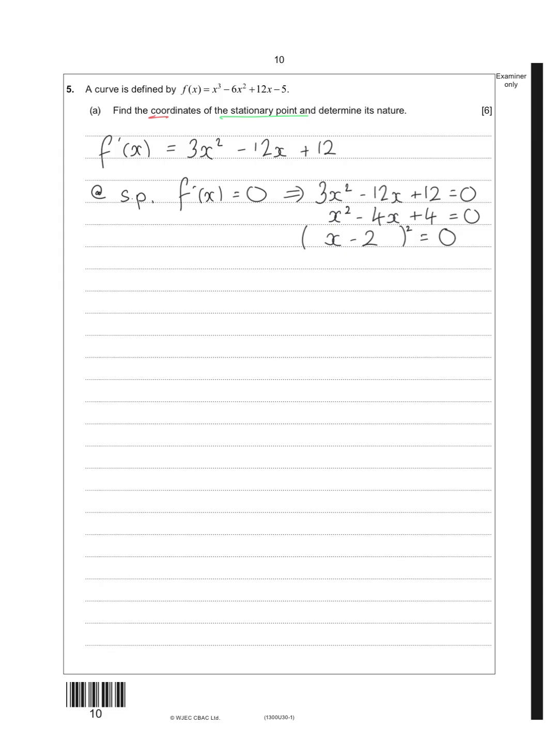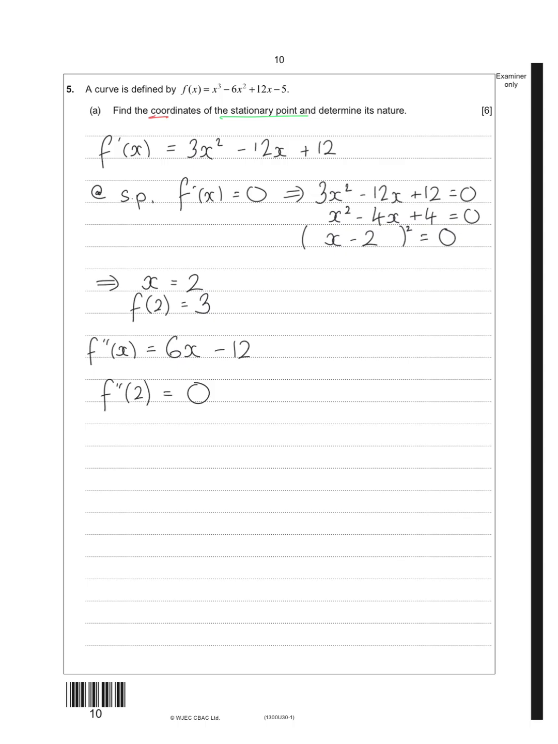So f double dash of 2, I'm going to get 12 minus 12, which is 0. Now, a second derivative of 0 is inconclusive. It doesn't actually show you anything. What it does lead you to believe is that there might be a point of inflection there, but it certainly doesn't tell you for definite that there is. So I'm going to have to go a little bit further.